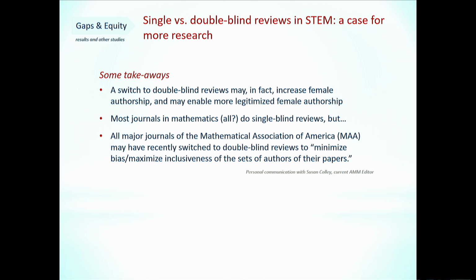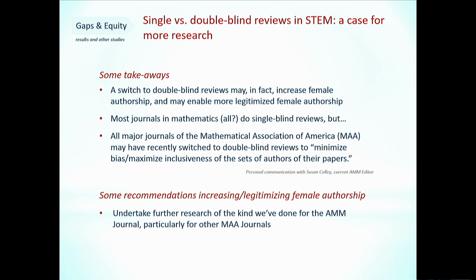And I say may only because she was almost sure this had happened, and she commented that, to her knowledge, the particular journal we looked at here was one of the last ones to make this switch. But this is not necessarily evident from the information online. So a recommendation for increasing or legitimizing female authorship is simply to undertake further research of the kind we've done for the American Mathematical Monthly, particularly for other MAA journals and other journals that may be incurring this switch. So this is worth looking at more data.